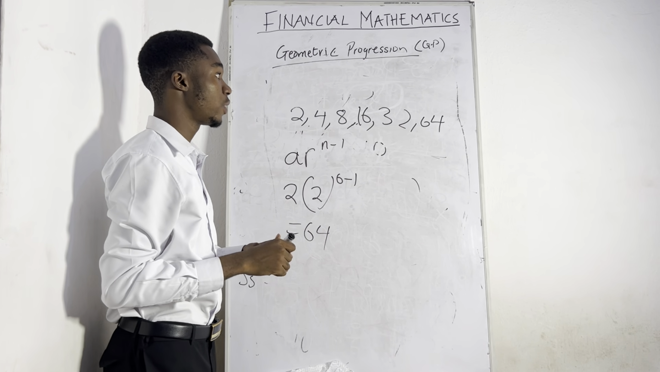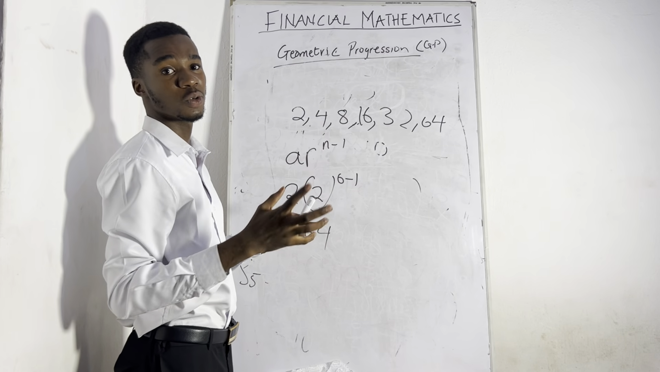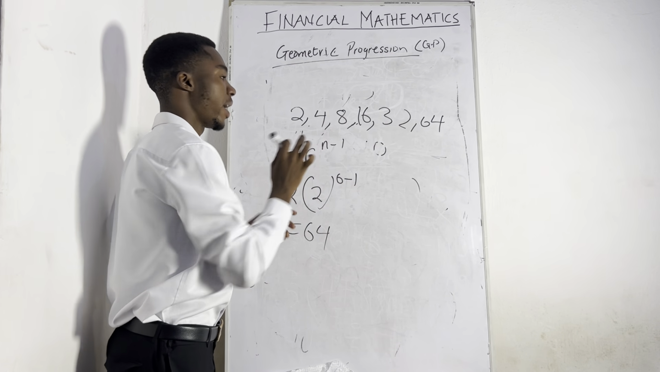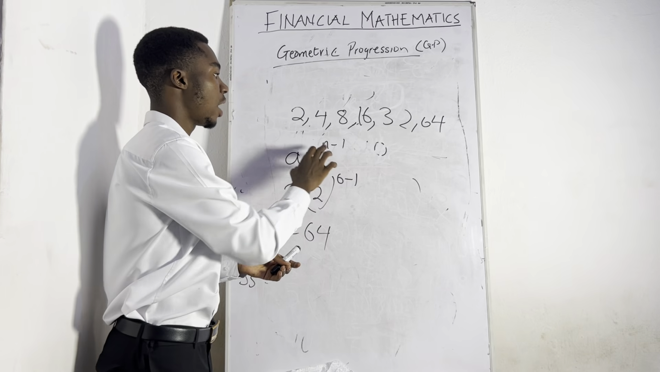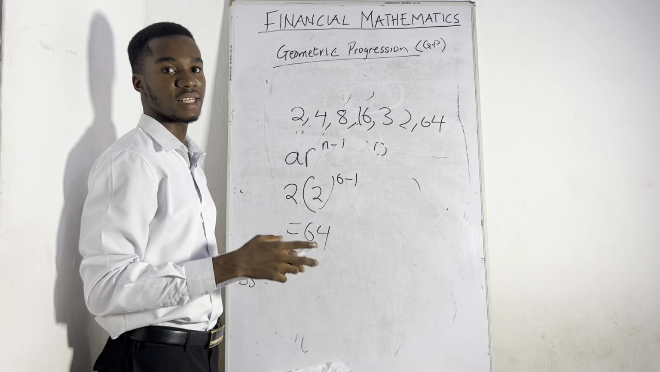You get it? So if I want to find the 7th term, or the 10th term, I just make my n 10 and I'll get the answer. If I want to find the 20th term, I'll make my n 20. I'll get the answer. It's as simple as that.